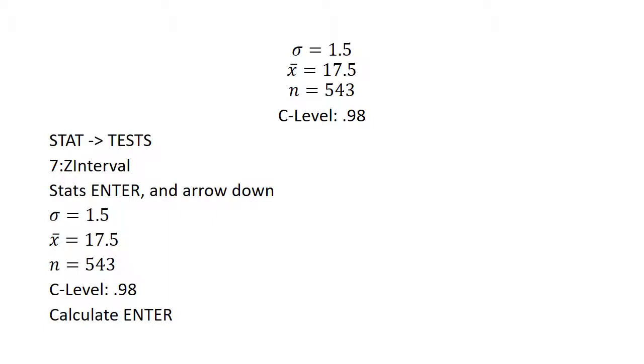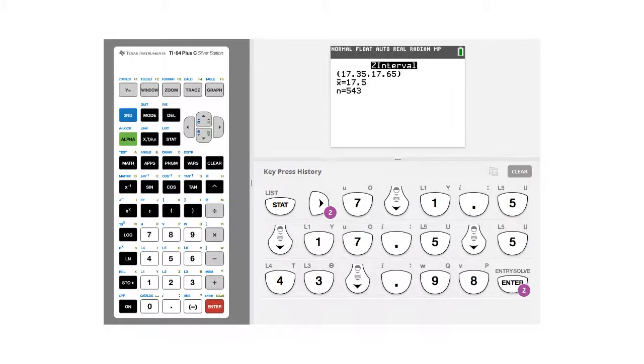We arrow over to stats and hit enter, then arrow down to enter in sigma, population standard deviation of 1.5, x bar, sample mean of 17.5, N, sample size of 543, confidence level, C level, our confidence interval as a decimal, 98% confidence interval, 98 divided by 100 is 0.98. Arrow down to calculate, hit enter, and bam, this is what we get.